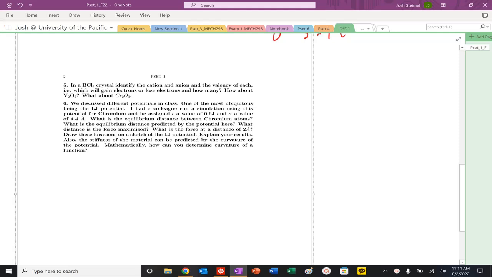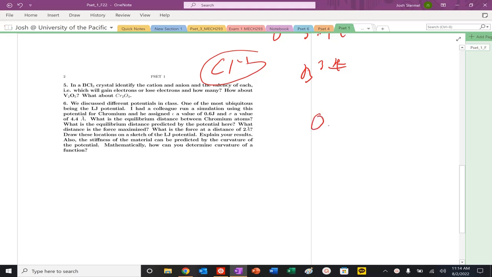All right, so we know that Cl in number 5 is -1. So we know that B is going to be 3+ because we have 3 of those Cls. So B is our cation. That's the valency. And then Cl is our anion. So B is going to give up electrons. Cl is going to gain the electrons.